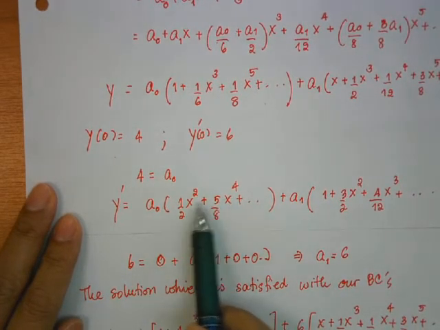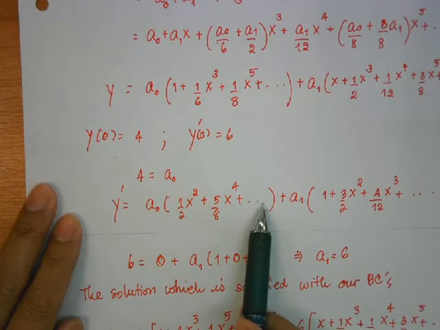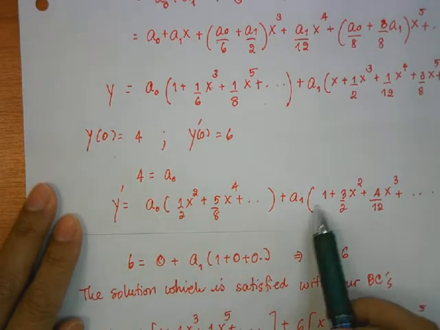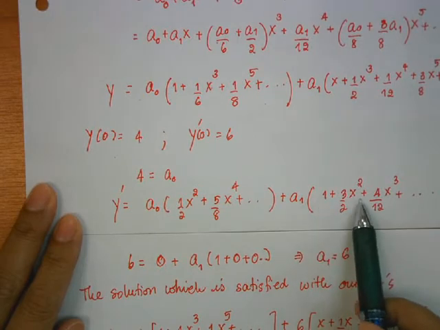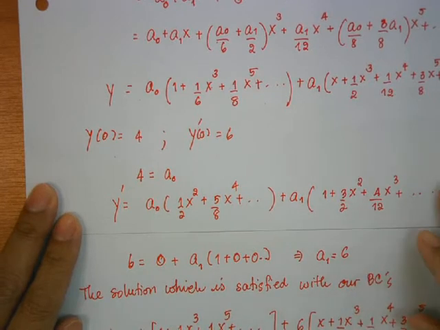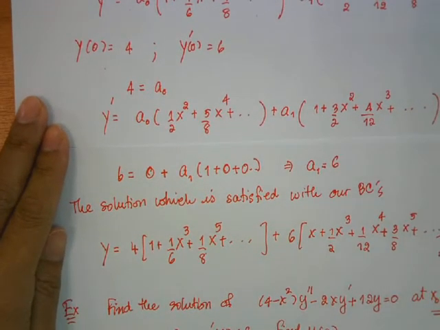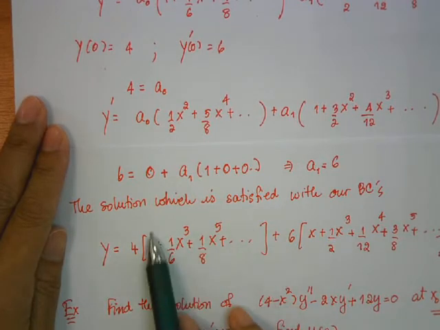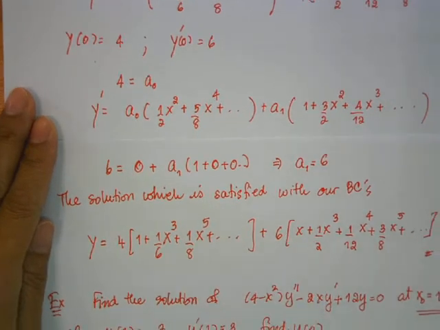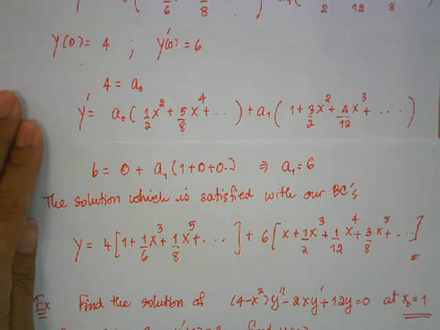Here, because x equal to 0, in the rest of the terms you have x and powers of x, so the first term would always be 0. But the second term, you got a1 times 1 here, and the rest of the terms equal to 0. So from that, you got a1 equal to 6. So the solution which satisfies our first two boundary conditions is y equal to 4 times the first term plus 6 times the second term, and that's it. It doesn't mean that you need to get a function which is related to some function that you know.